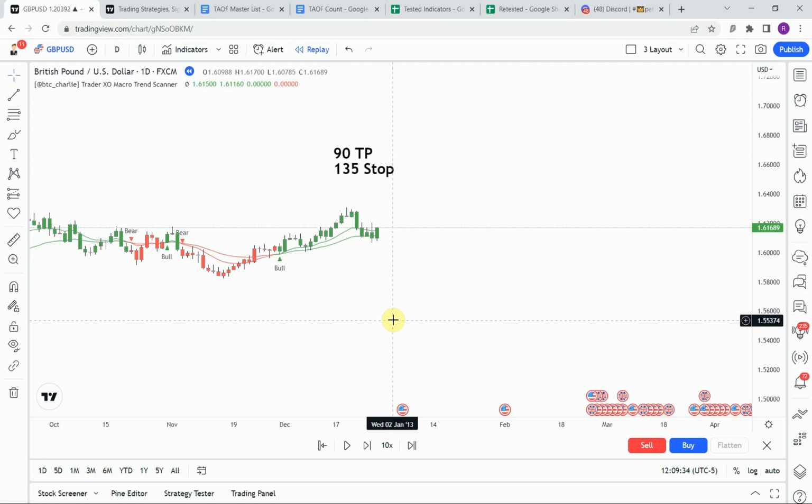Today we will be testing the Trader XO macro trend scanner.